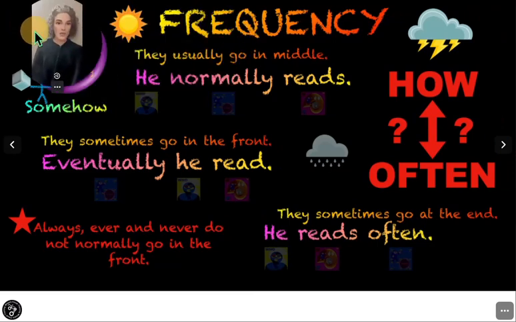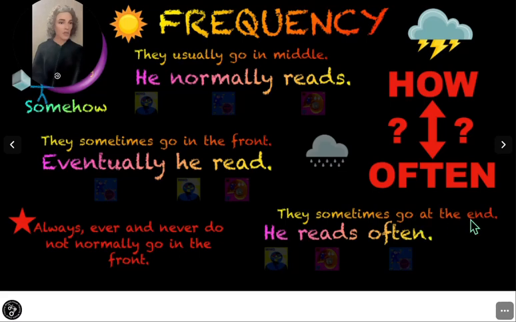talk about frequency. How often? How often is how frequent. They usually go in the middle. He normally reads. How does he read? He normally reads. Okay. They sometimes go in the front. Eventually, he read. How did you read? Eventually. Always, ever, and never do not normally go in the front. That's something to remember. These are exceptions, if you will.